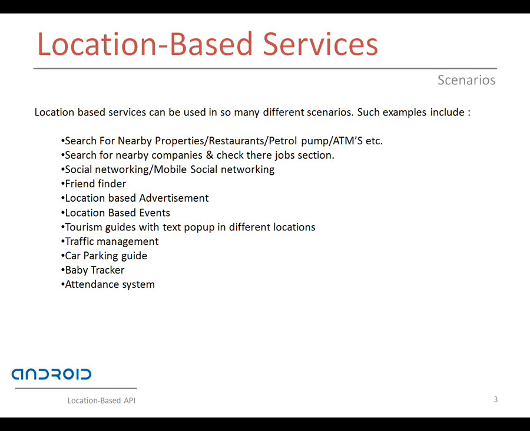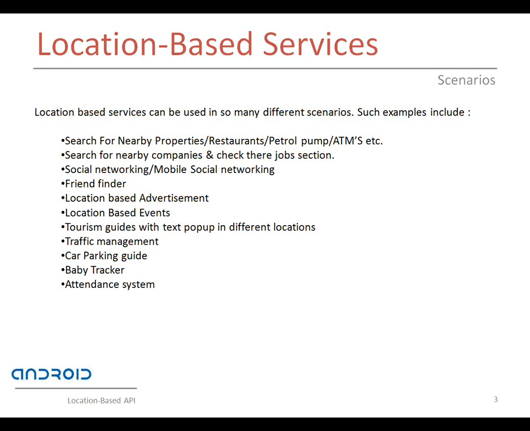Similarly, someone can search for nearby companies and check their job section. For example, you are living in Malviya Nagar, New Delhi. Then you would prefer companies which are near to your home. You can do this by integrating the LBS in your application, which shows you the company results.